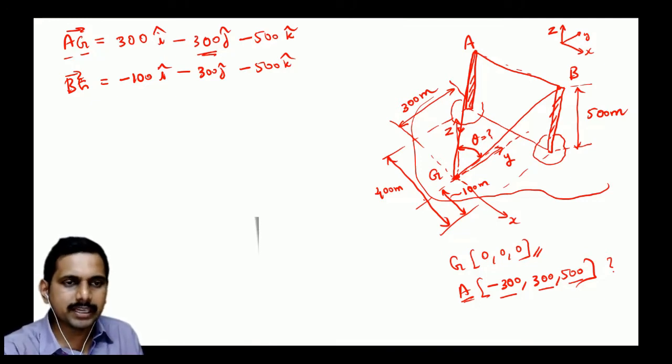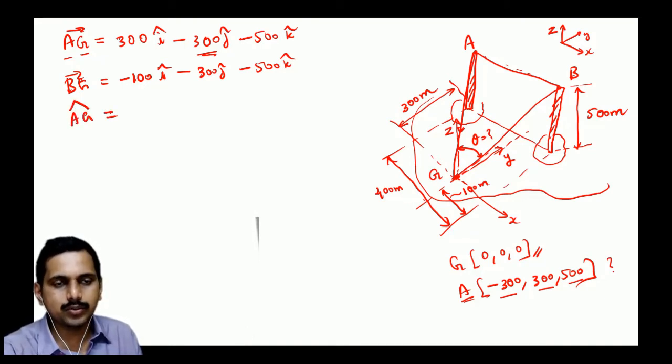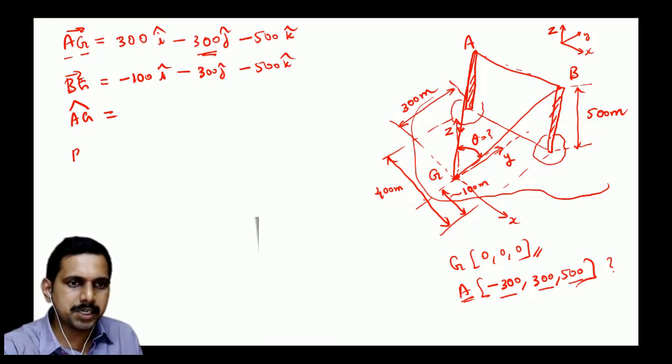Now once we get that, find out what is AG unit vector. Can you find it out? What is AG unit vector? Then find out what is BG unit vector.